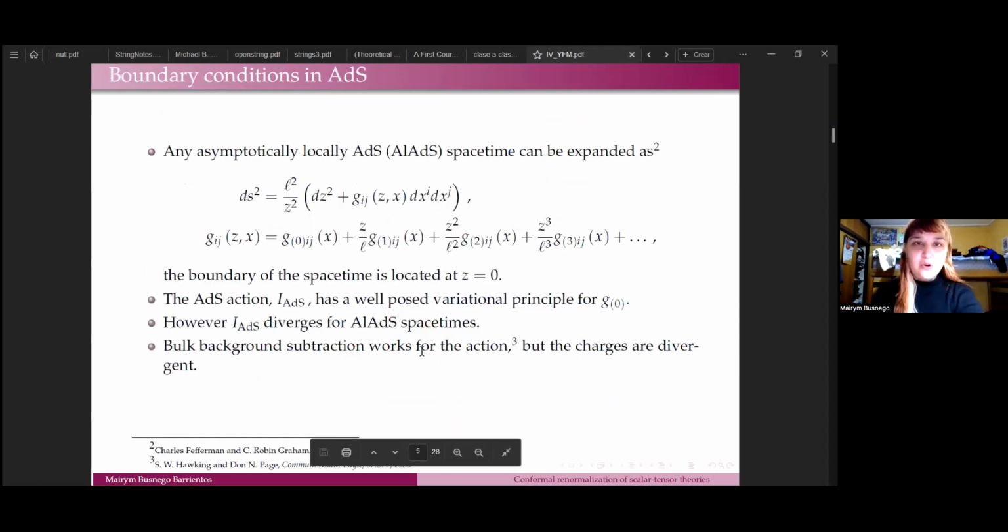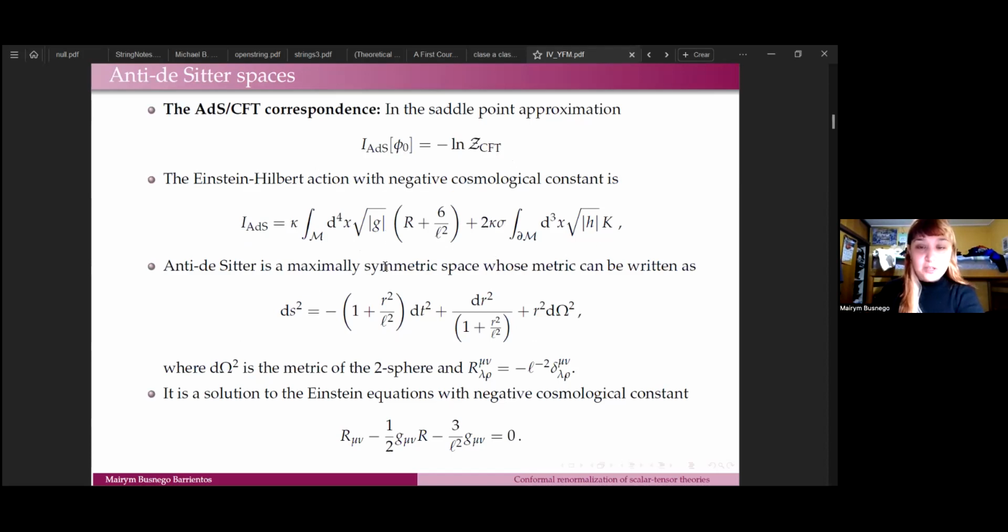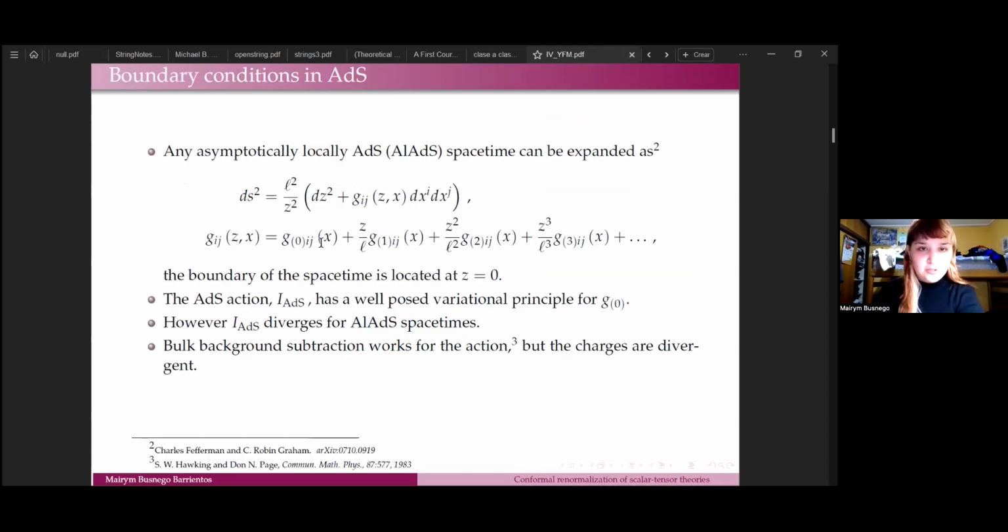I want to show you some properties of AdS first. Any asymptotically locally AdS spacetime can be expanded in this form, which is known as the Fefferman-Graham expansion, where the spacetime boundary is located at zeta equal to 0. The AdS action that I showed you before has a well-posed variational principle for the Dirichlet boundary conditions. However, this action still diverges as the volume of the asymptotically locally AdS spacetime diverges.